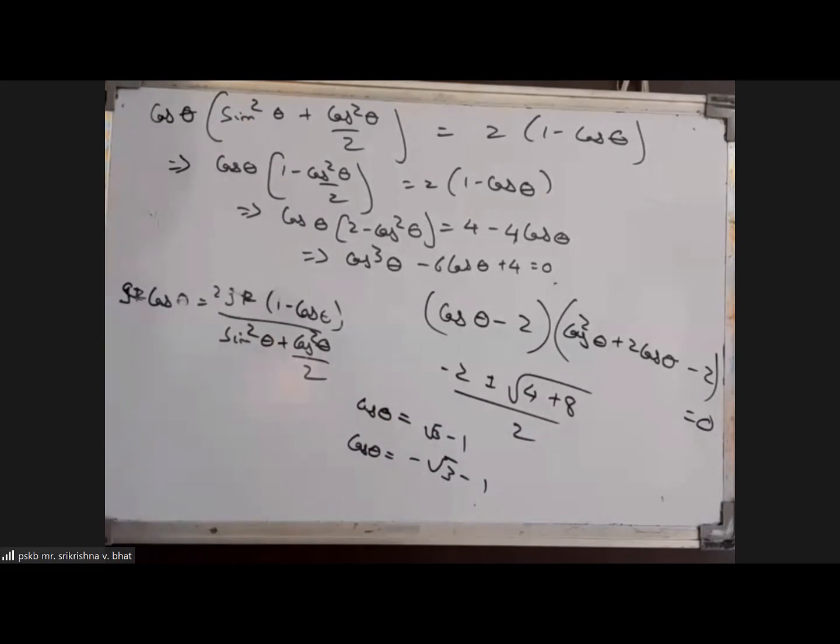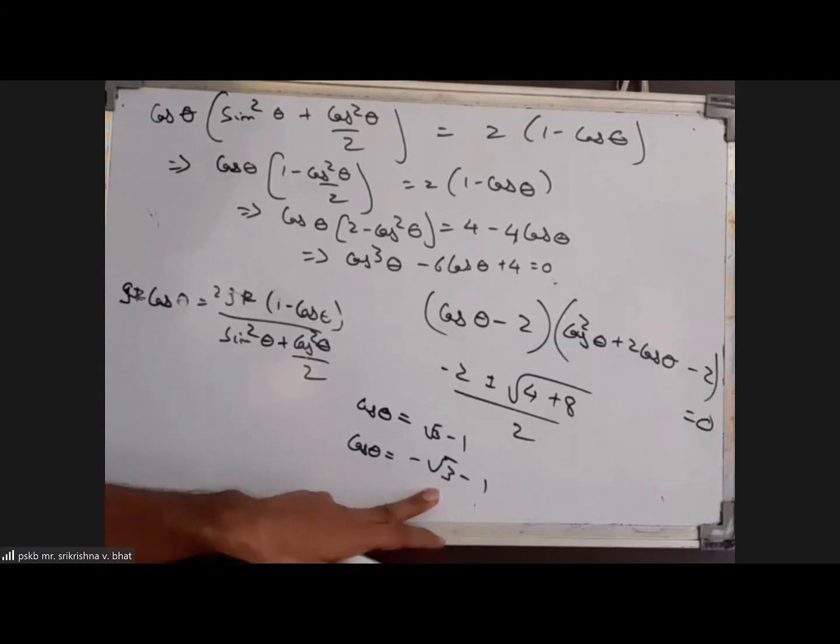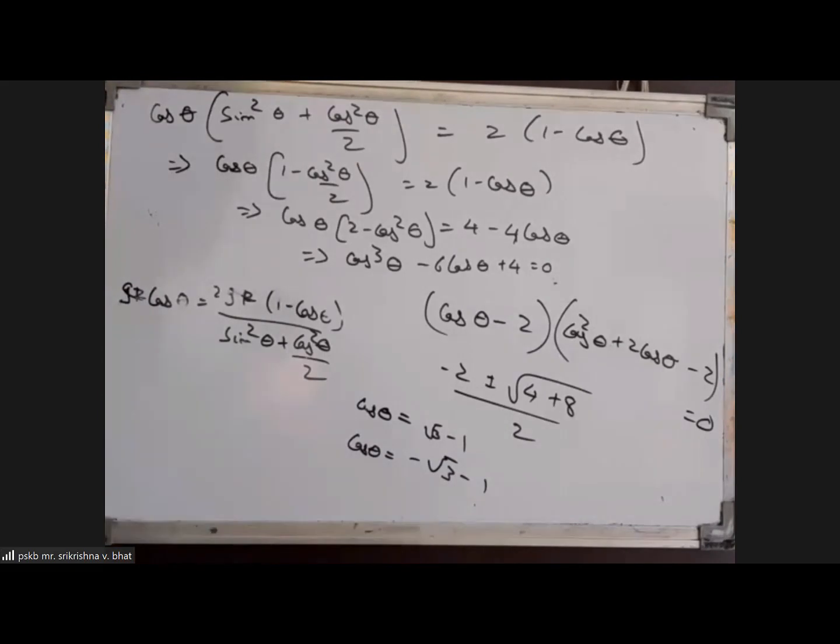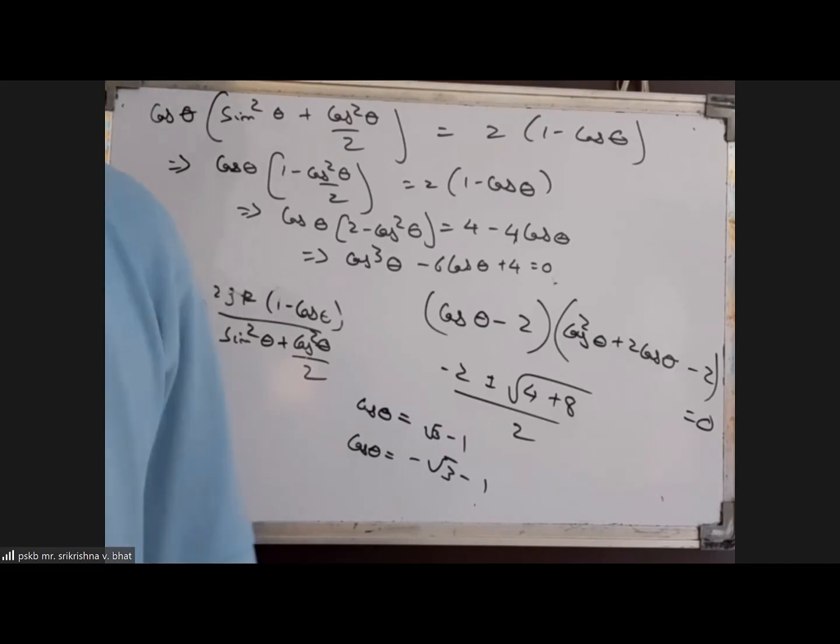Yeah, out of these three roots we are getting for this cubic equation, cos theta equal to 2 is not possible. And cos theta equal to minus root 3 minus 1 is also not possible, because that is less than minus 1. So only root 3 minus 1 is possible. Right? So we can say that cos theta equal to root 3 minus 1 will be the angle at which the block will lose contact with the hemisphere.